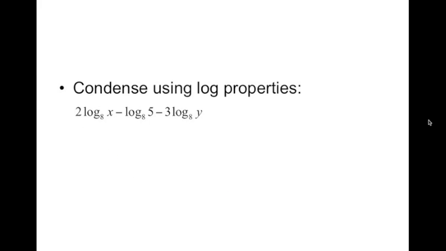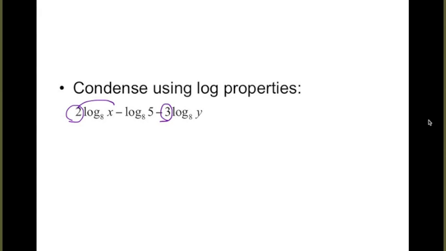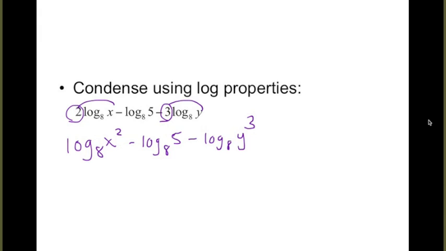So another condensing one. So in condensing, our first step is to take any multipliers and bring them up as exponents. Our second step is to take care of any addition and smush it together with multiplication, but we don't have any addition here. So then our final step is to take care of any subtraction, making a division.